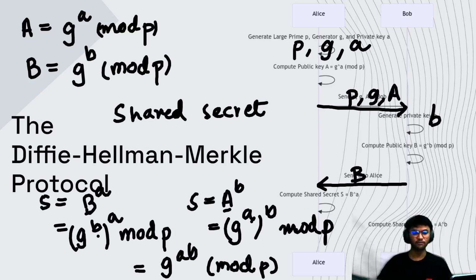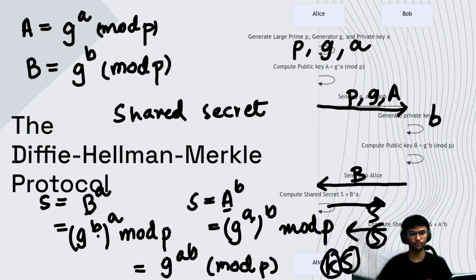Now both of them have the same key K, or let's call this S, at their ends without even transferring S to the other party. They do not need to do that. So it's secure from any interception. No one can intercept this. It's secure from interception.